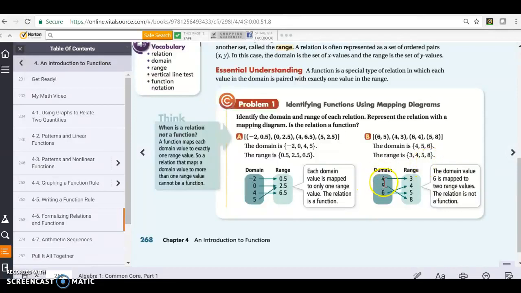And so again, I have 4 goes to 3, 5 goes to 8, 6 goes to 4, and 6 goes to 5. Well, I can't have that, so the domain value 6 is mapped to 2 range values, so the relation is not a function.